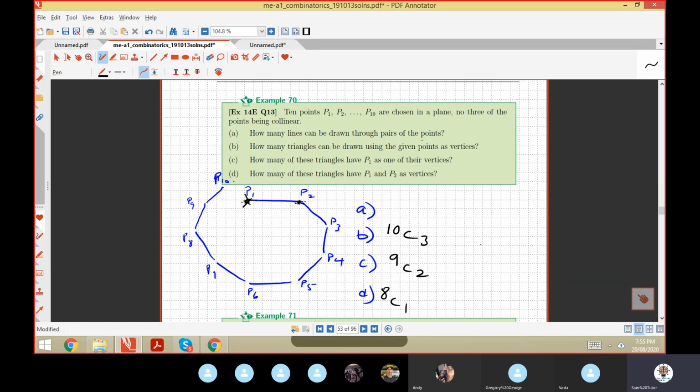A is the one I'm trying to work out now. How many lines can be drawn through pairs of the points? Well, did I overlap anywhere? Pairs, just pairs, right? No, not a triangle, this is just a line. How many lines can be drawn? Let me just make sure. We're saying this, this, this, this. Same as that.